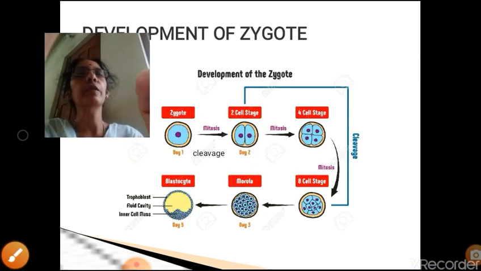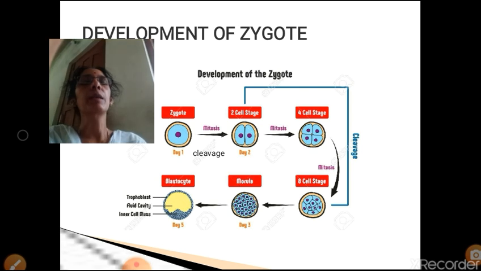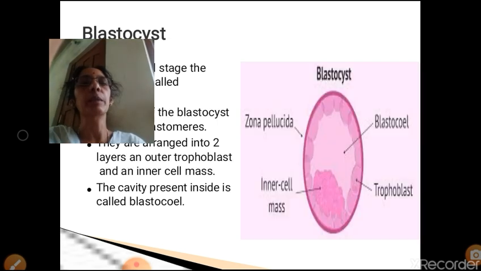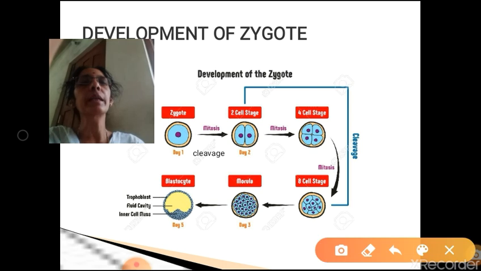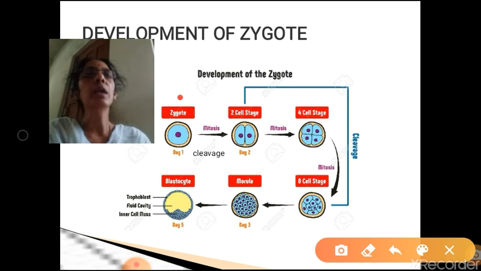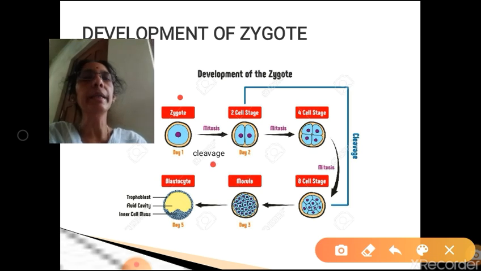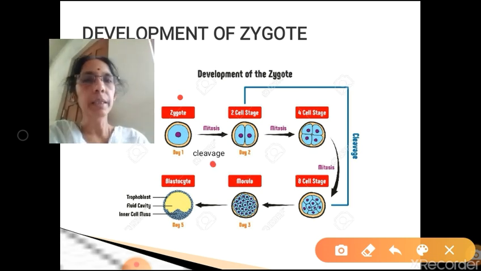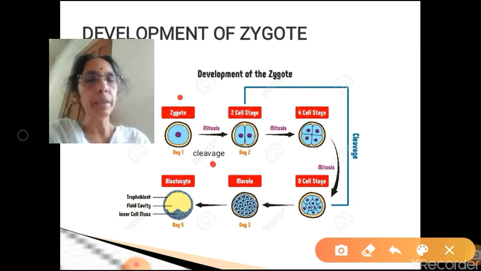Now, after fertilization, what is the product of fertilization? The product of fertilization is called the zygote. Now, the zygote will undergo continuous mitotic division. This continuous mitotic division is called the cleavage division.